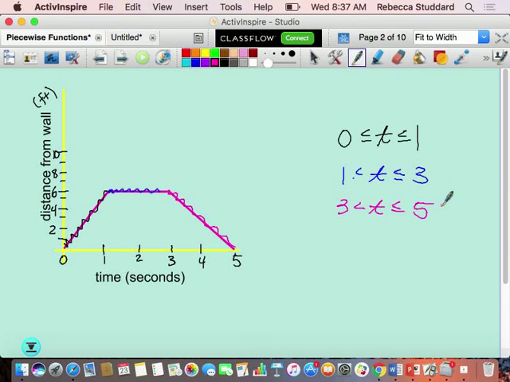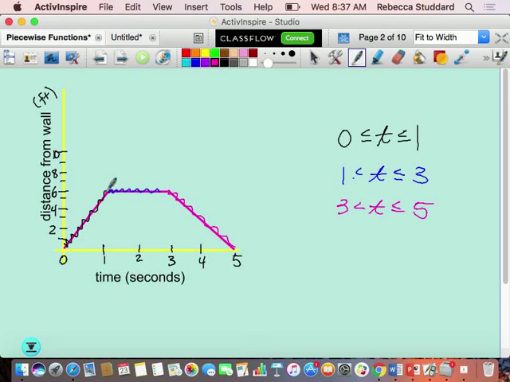So you see how our domain is broken up into 3 pieces based off of the 3 actions that we had? Walking away from the wall, stopping, walking towards the wall. And our domain's broken up into 3 pieces. Well, we can write an equation to represent each of these pieces.